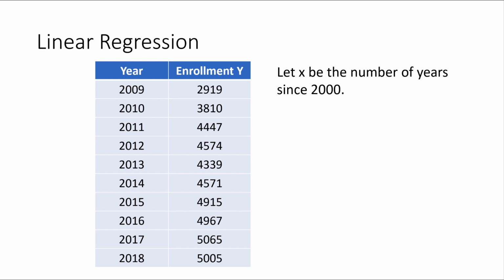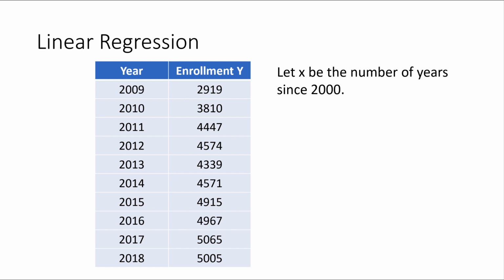All right, so in our example, we have the years 2009 through 2018. And we have the enrollment of new freshmen at the University of Arkansas. So in 2009, there were 2,919 new freshmen. And in 2018, there were 5,005 new freshmen. So what we're going to do is find the least squares regression line that gives us the best relationship between these two things, so time and enrollment.